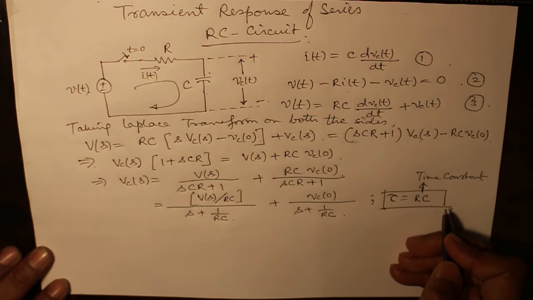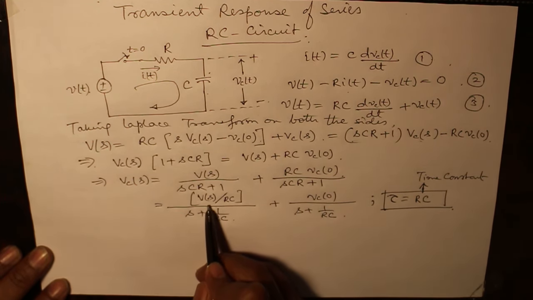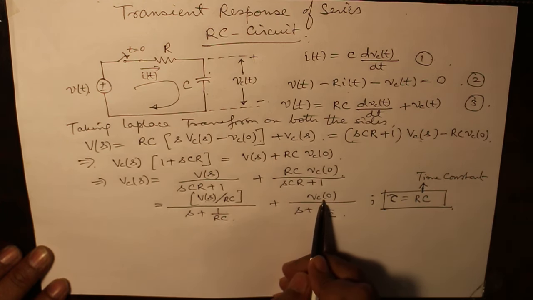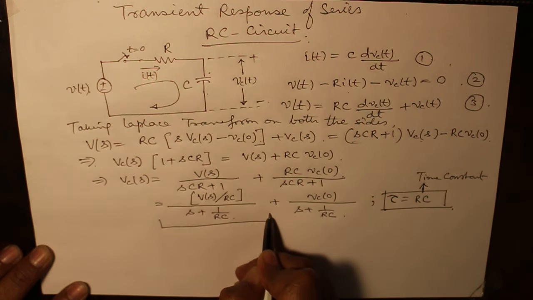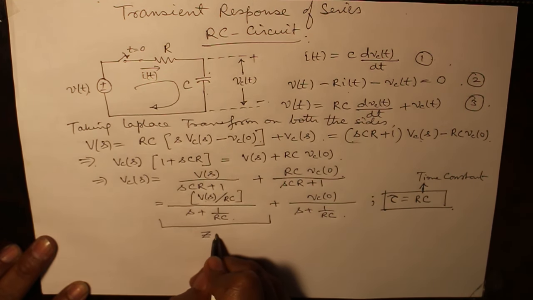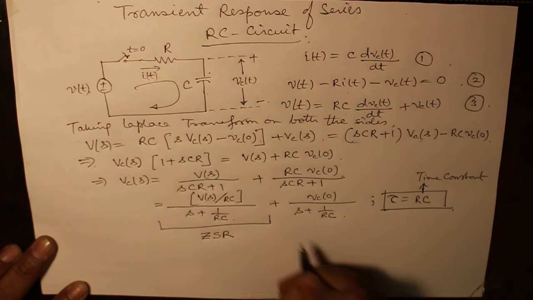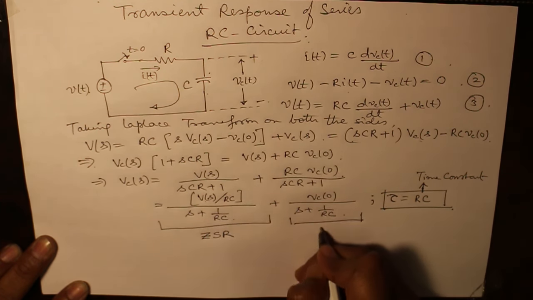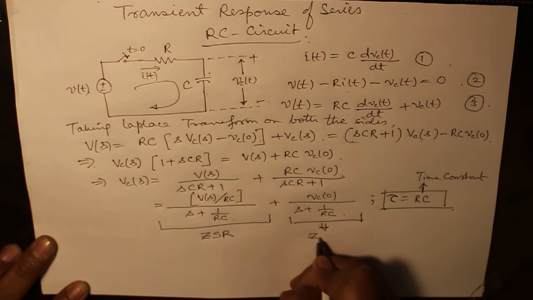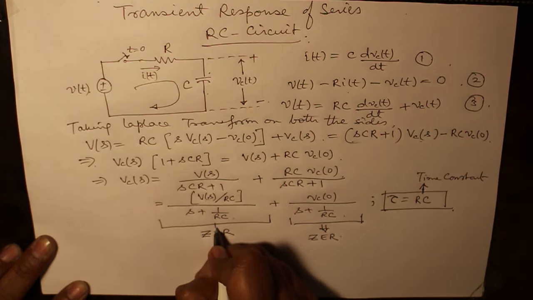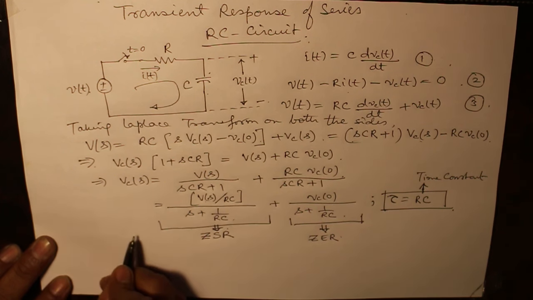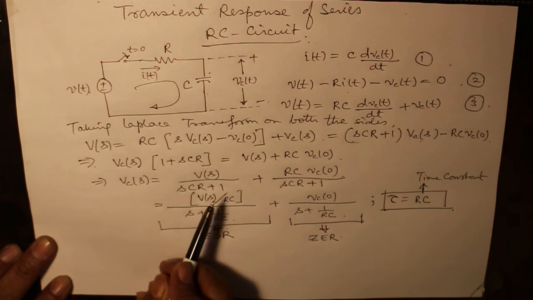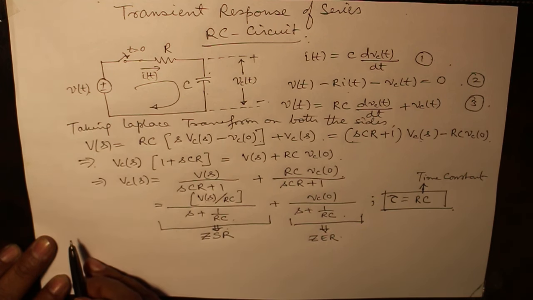Now, just like the previous RL circuit, one of the terms is dependent on voltage and the other term is dependent upon the initial charge. So what will this be known as? Zero state response. And what will this be known as? Zero excitation response. On taking Laplace inverse and substituting the value of V(s) depending upon which kind of input has been applied.